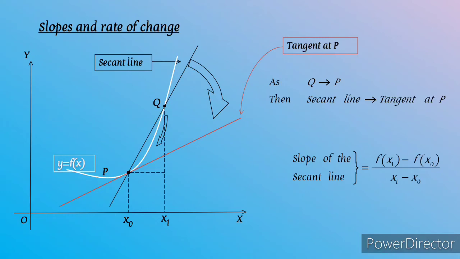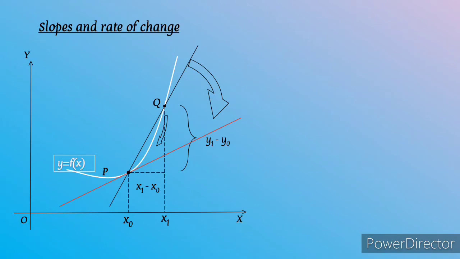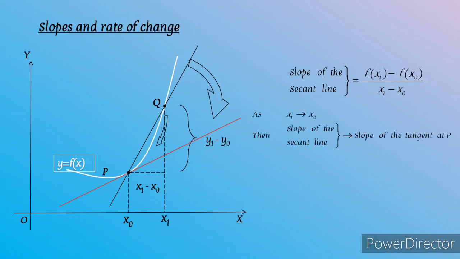Now, we have seen that as Q approaches point P, the secant line approaches the tangent drawn at point P. So, from this we can conclude that, as x1 approaches x0, the slope of the secant line approaches the slope of the tangent line drawn at P. The last expression in the box is important.